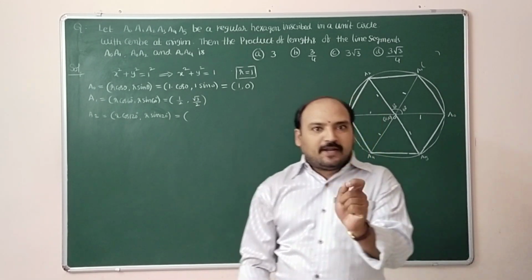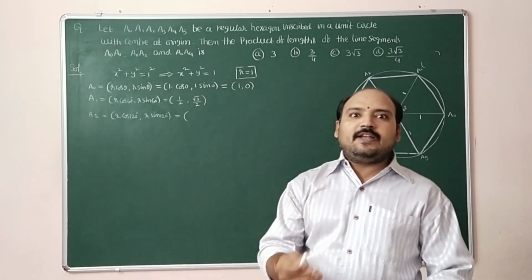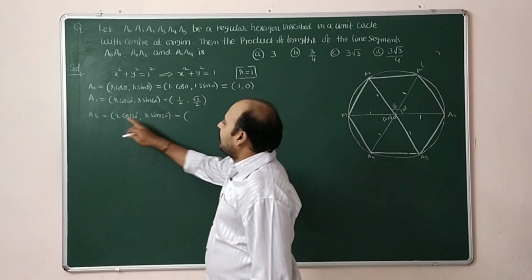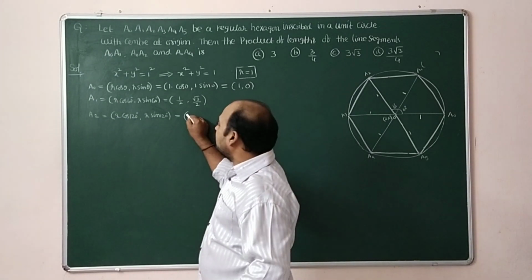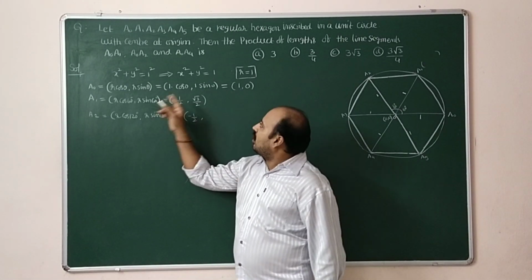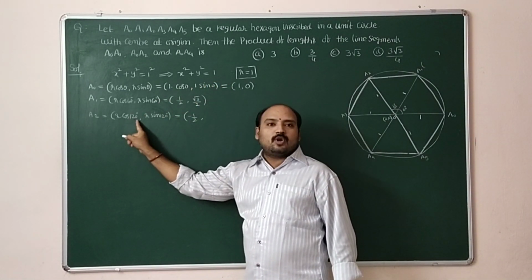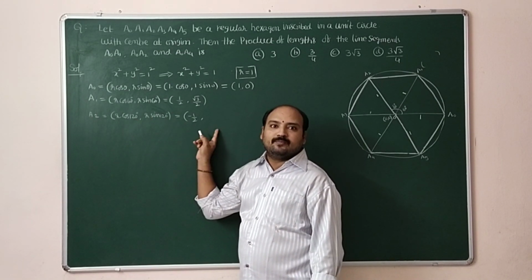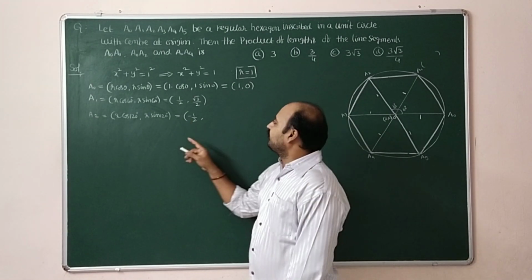Cos 120, cos of (90 plus 30). Cos of (90 plus theta) is minus sin theta. So minus sin 30. R value is 1, sin 30 value is 1 by 2. So minus is there, minus 1 by 2. I hope everyone understands that. R value is 1, cos 120, cos of (90 plus 30) is minus sin 30. Sin 30 value is 1 by 2. So minus 1 by 2.